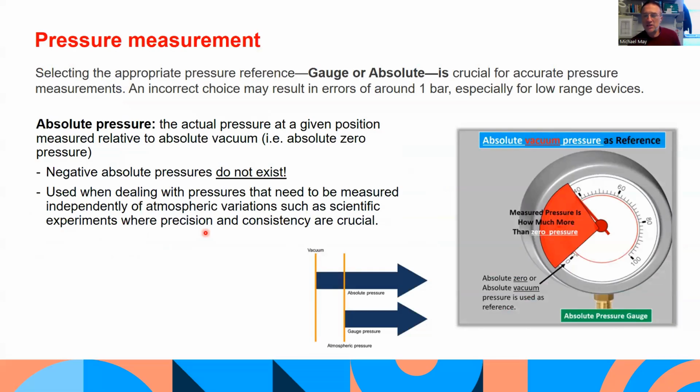Pressure gauges can come in two forms. One type of pressure gauge is simply called a pressure gauge, and its zero reference is set at atmospheric pressure. The other type is called an absolute pressure gauge, and its zero reference is set at absolute zero. So what's the difference there?